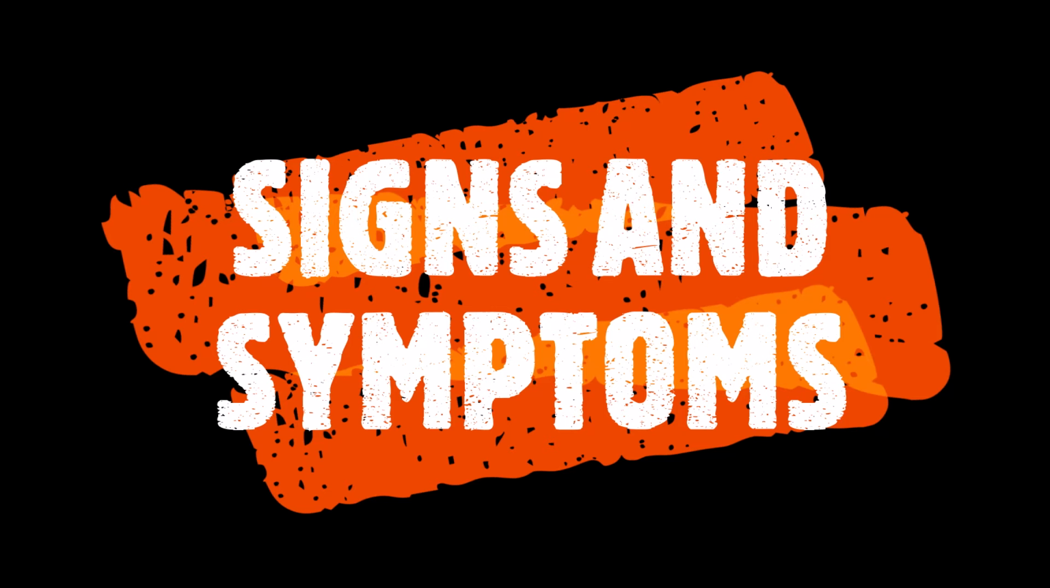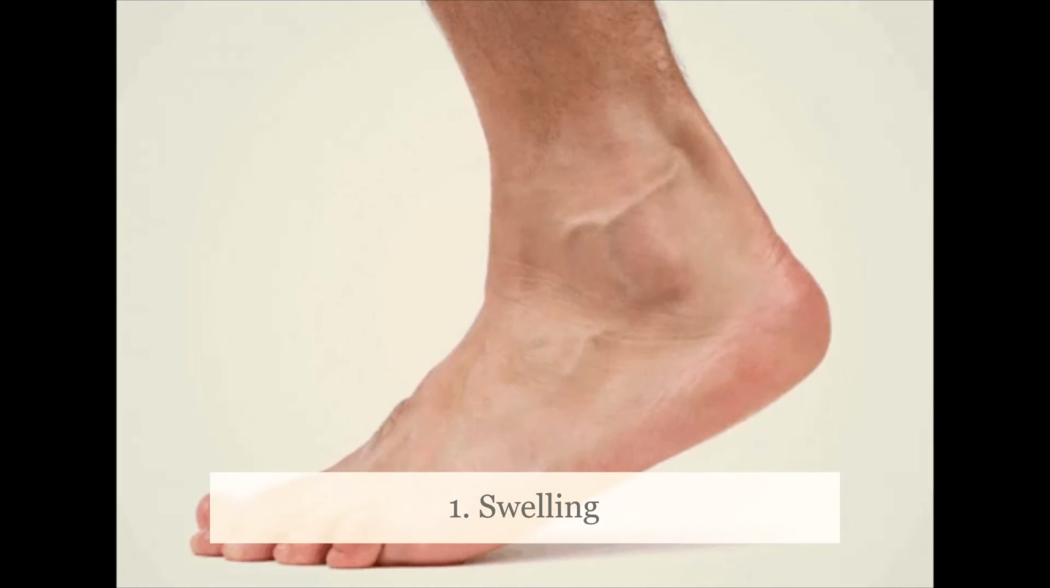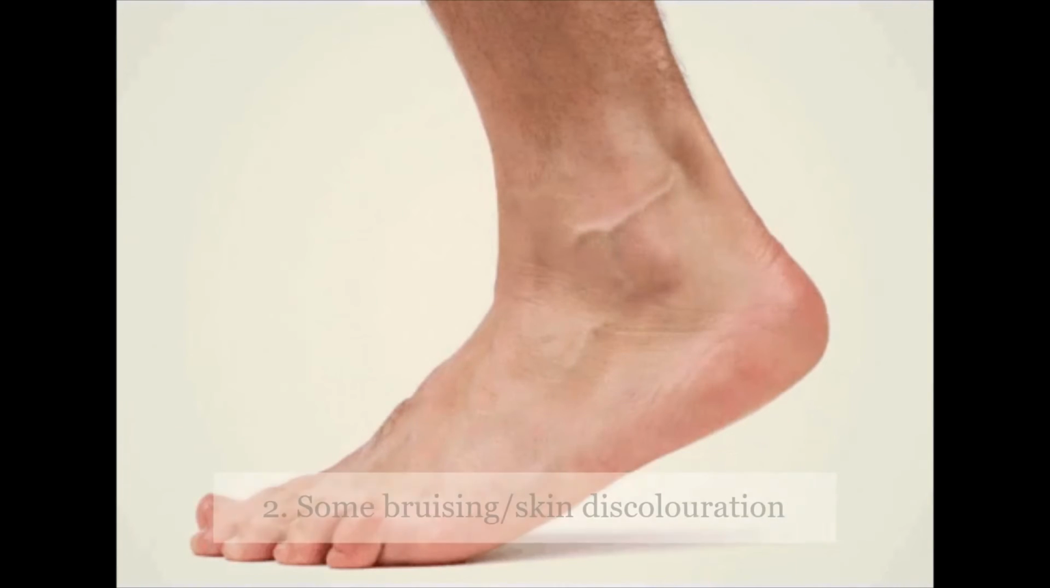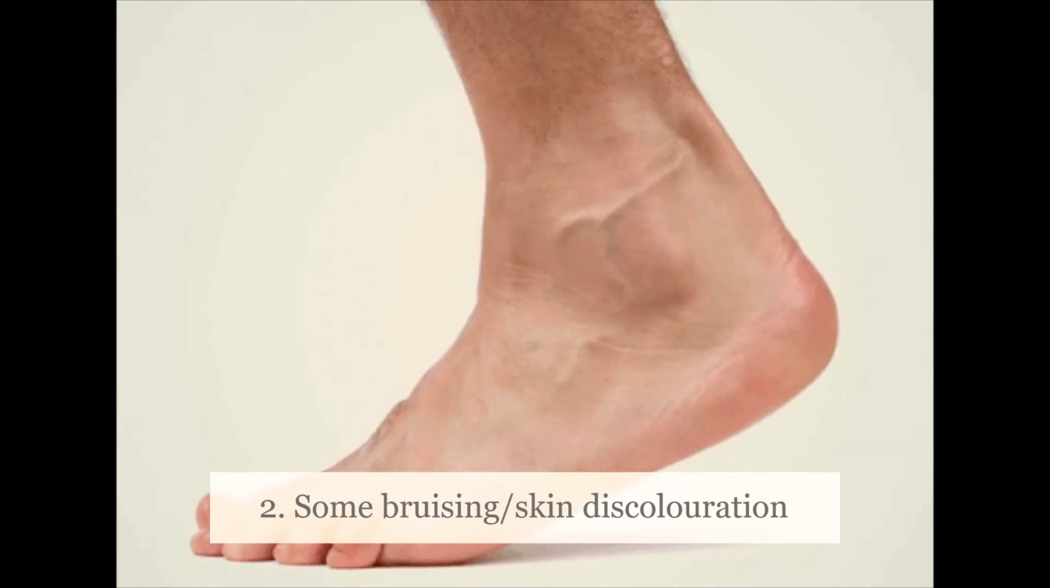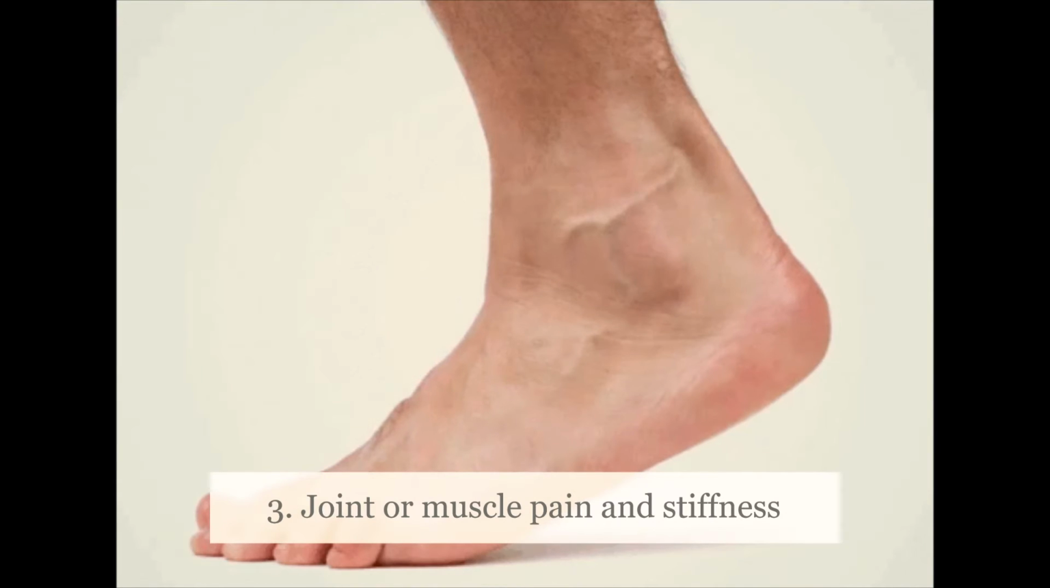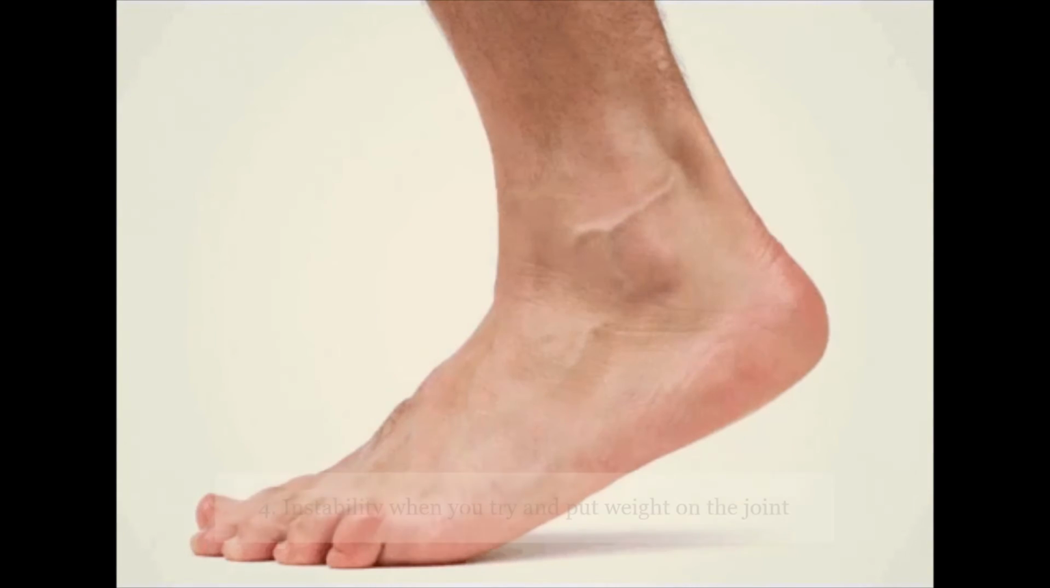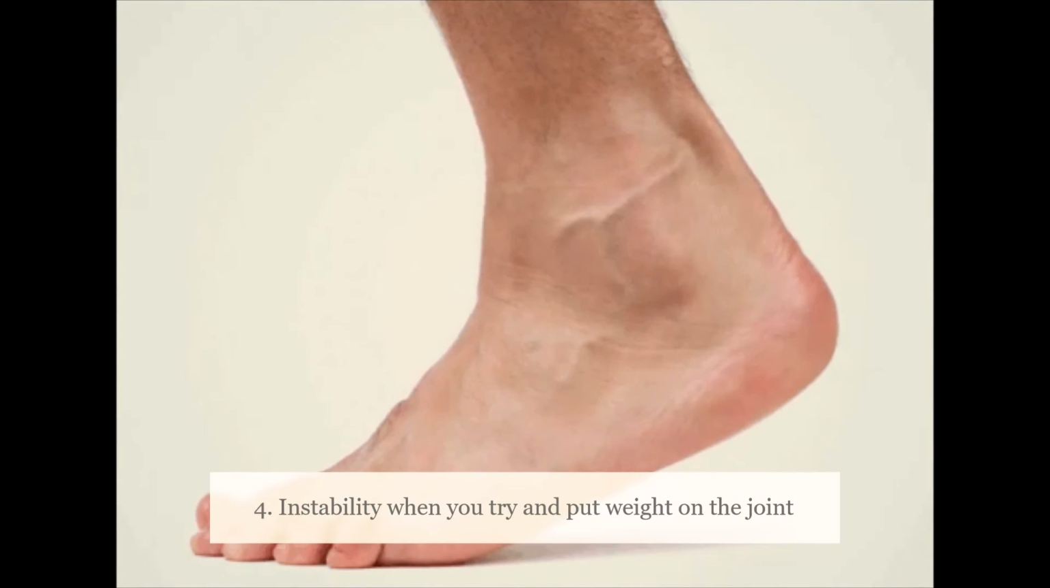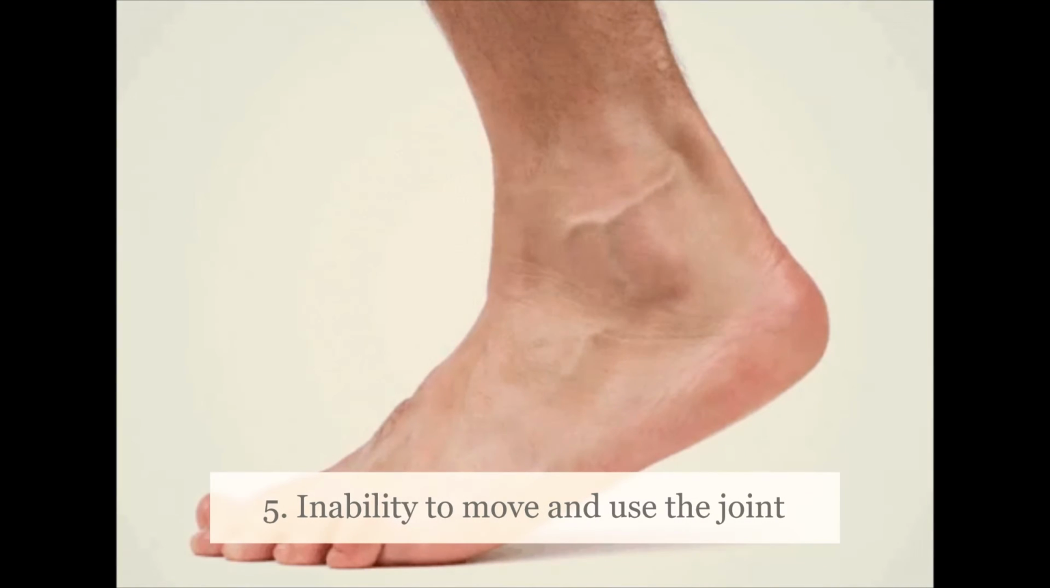Someone suspected of having a sprain will exhibit the following signs and symptoms: swelling, some bruising or skin discoloration, joint or muscle pain and stiffness, instability especially when trying to put weight on the joint, and inability to move and use the joint.